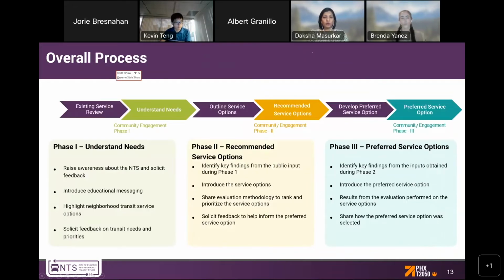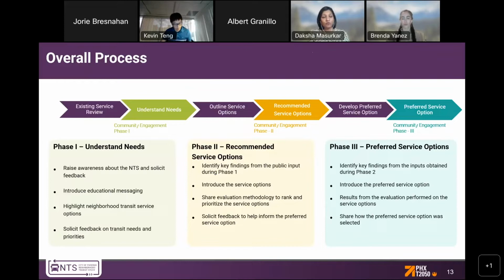So I'll go through the overall process, and please keep in mind that this overall process is for one study area, and this process will be consistent for all the study areas that I mentioned some time back. The first step of this overall process is existing service review. Understand how the existing circulator is performing, understand the demographics in that area, and the different land use, origins and destinations in that area, and use this information to inform the public. And so the first phase of community engagement is to understand the needs of the neighborhood, and that is the phase that we are in right now for the downtown area.